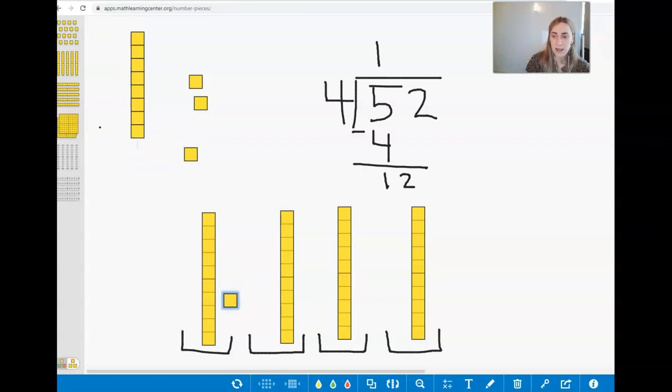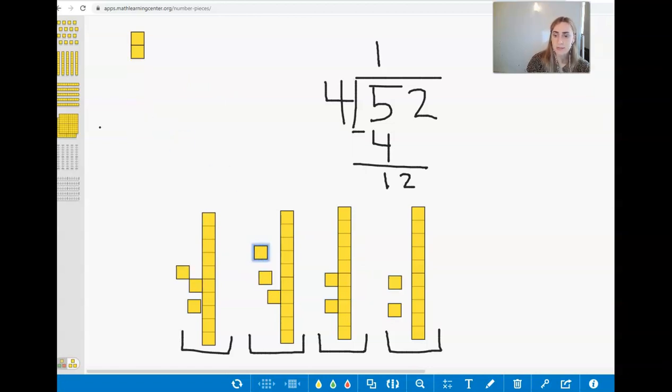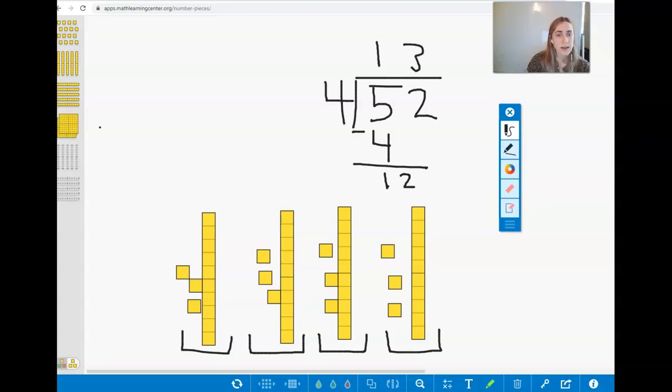So now I'm saying, okay, well, how can I divide up my 1s? How many times does 4 go into 12? So I realize 4 goes into 12 3 times. And that means in each group I have 3 1s in addition to my 1 10. And I'm just going to add that here. So that's how to model long division with base 10 blocks.